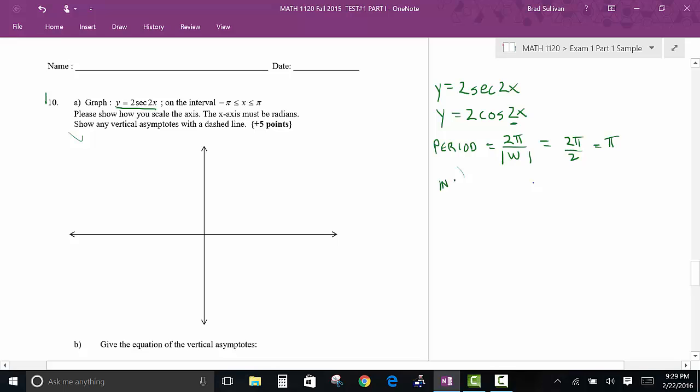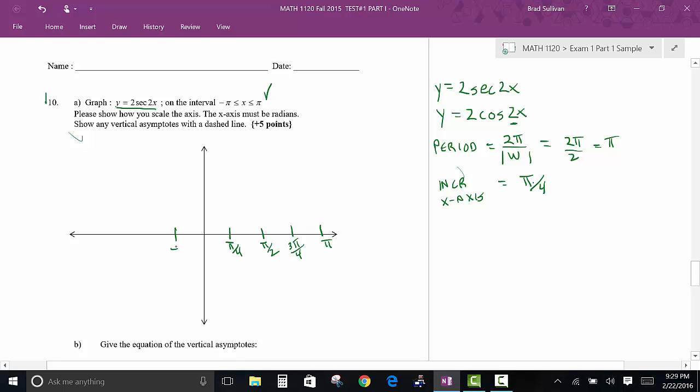Okay, for the increment of the x-axis, you always take the period, pi, and divide by 4. So then what you do is you count this out on the x-axis. Go by pi over 4. So pi over 4, 2 pi over 4, 3 pi over 4, 4 pi over 4, of course reducing the fractions. Okay, and we're going to take that interval up to pi.